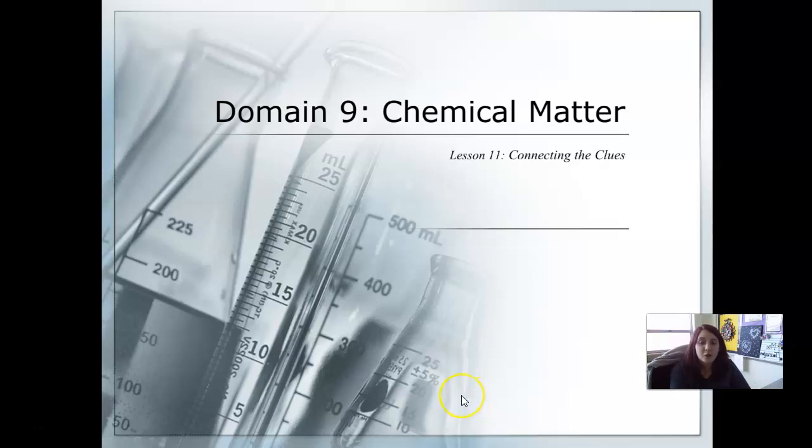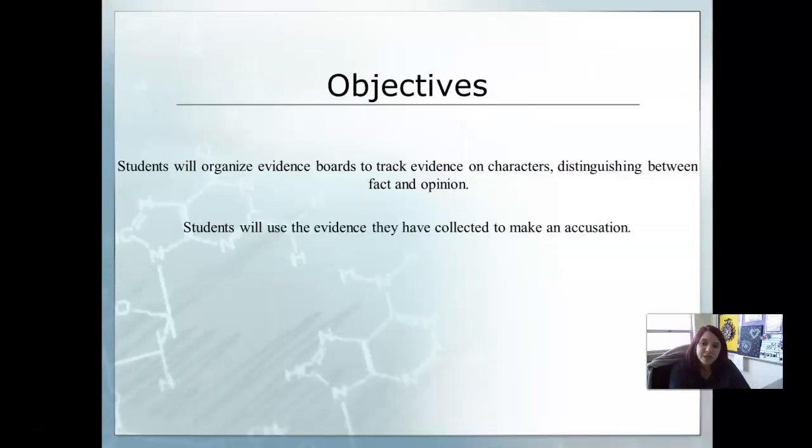Hello, 5th grade. We're on Domain 9, Chemical Matter, Lesson 11, Connecting the Clues. Our objectives for today are to organize evidence boards to track evidence on characters, distinguishing between fact and opinion, and to use the evidence that you have collected to make an accusation.